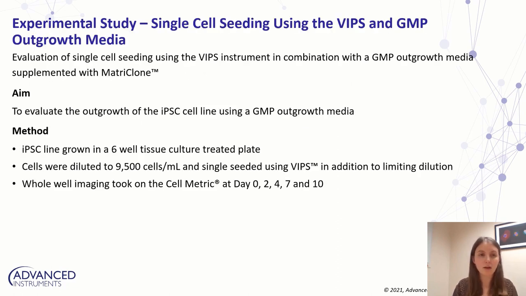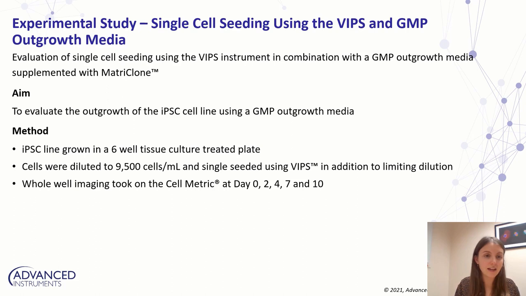A second experimental study that I will be elaborating on is our investigation into single cell seeding using the VIPS and a GMP outgrowth media which was supplemented with Matriclone. The main aim of this study was to evaluate the highest percentage seeding efficiency and percentage clonal outgrowth we could achieve using the VIPS instrument.